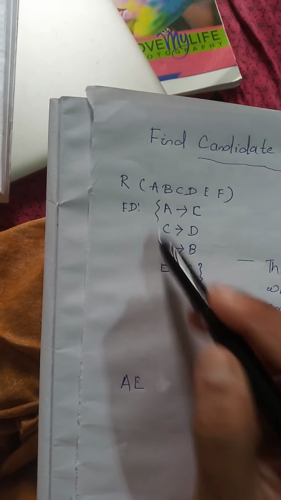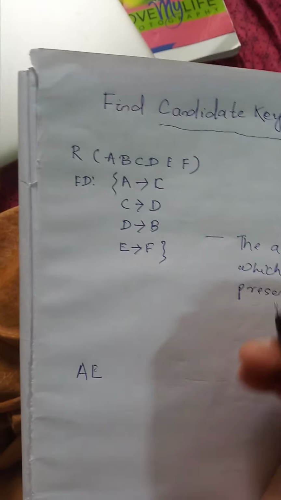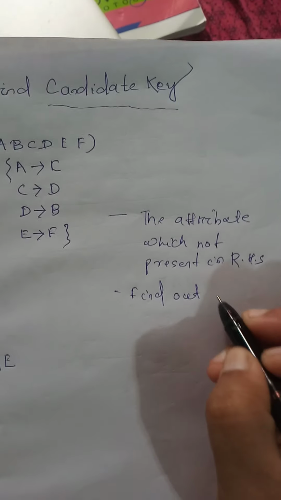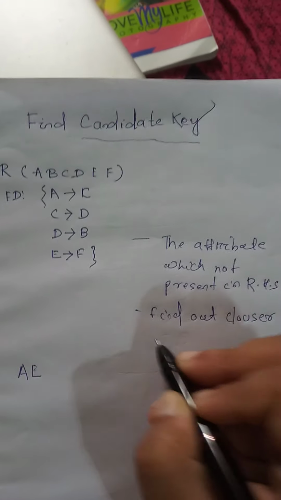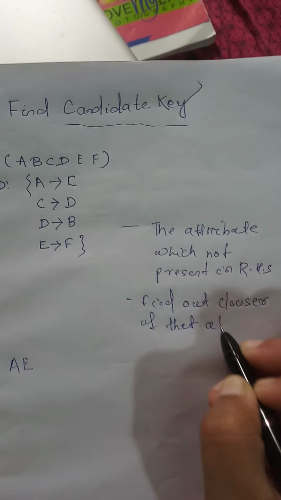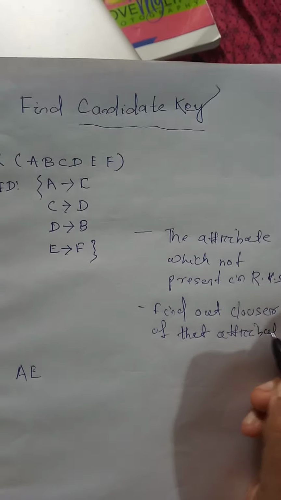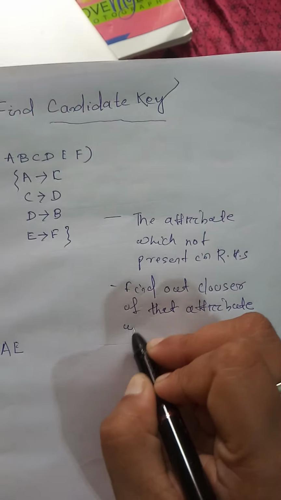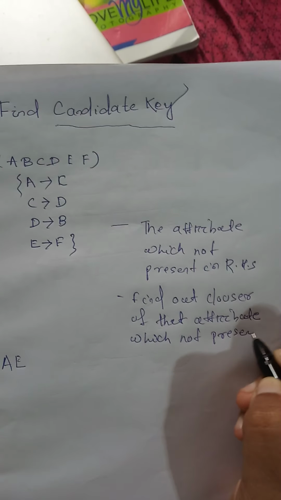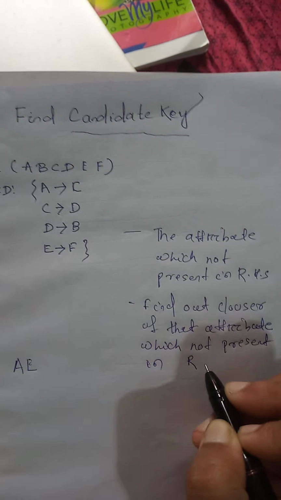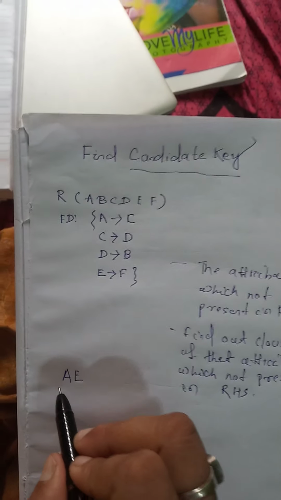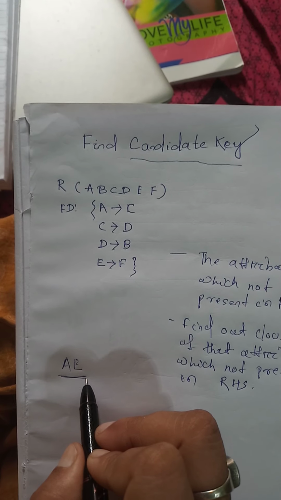Then find out the closure of the attributes which are not present in the RHS. So we have to find out the closure of A and E.